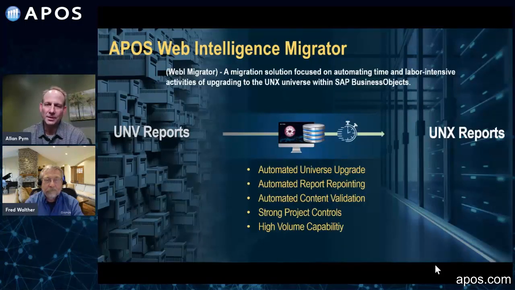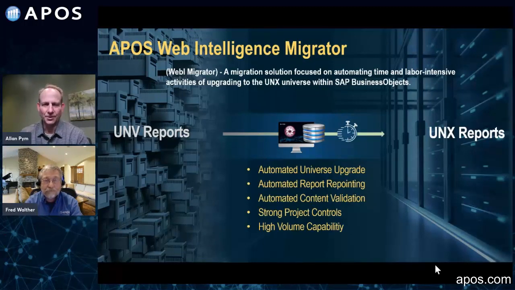So the APOS Web Intelligence Migrator solution is a great benefit in these kinds of scenarios. Joined today by Fred Walther of APOS. And Fred, maybe just a few comments about the solution. Sure. So Web Migrator is all about automating the process of creating new UNX universes from UNV, repointing reports, automating the content validation with strong project controls, and giving the capability of high volume processing.